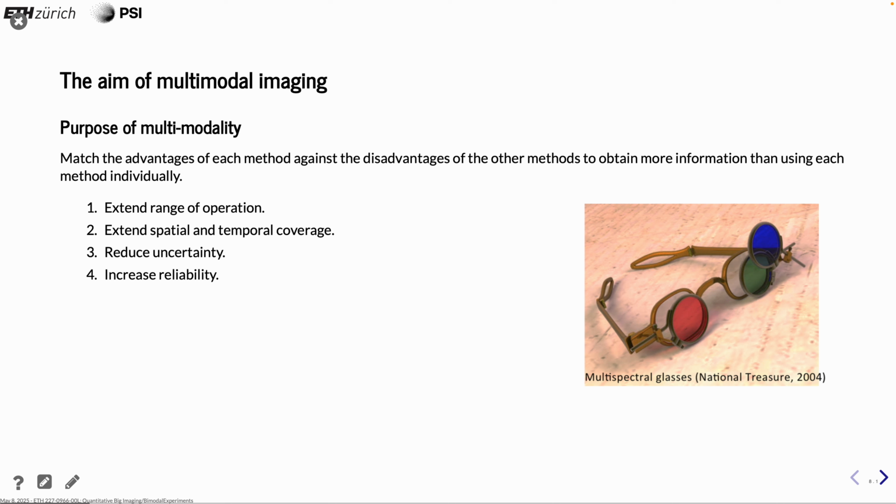Then of course we want to reduce the uncertainty. So usually one way to reduce uncertainty is to add more information. And this information could come from a different modality. And with that, we would also increase our reliability in our statements.